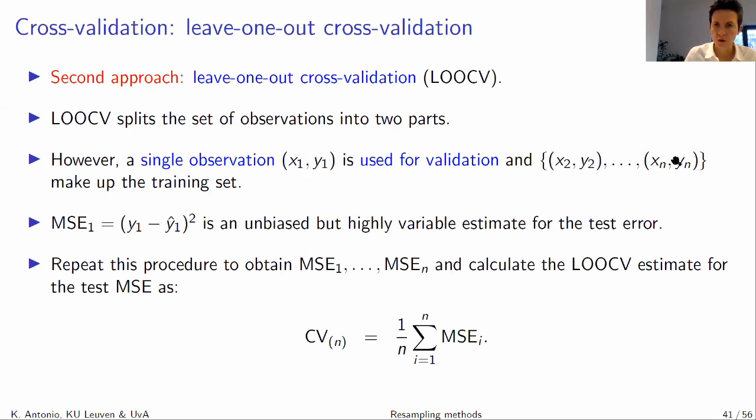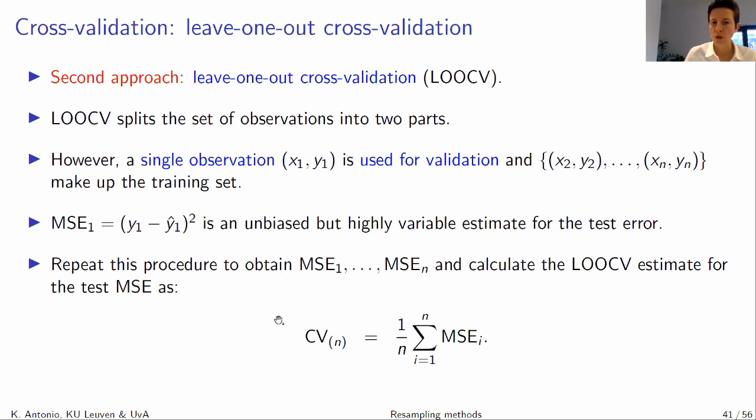Now, if you train the model on this data from X2 or from observation 2 to observation 1, then you construct a predictor, a predictive model, and you can use this predictive model to establish a prediction for the Y1. So you get a Y hat 1. So you can calculate the mean squared error, or whichever type of loss function you want to use, on this single observation. And what you'll get here is an unbiased, but a very highly variable estimate for your test error.